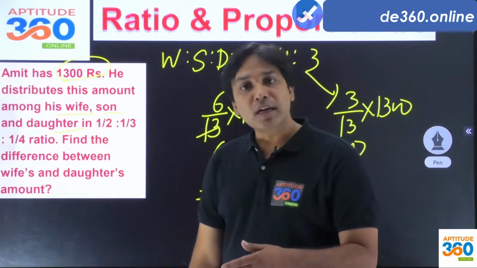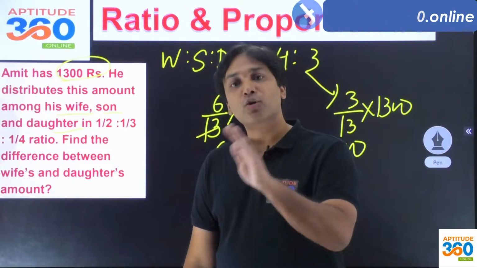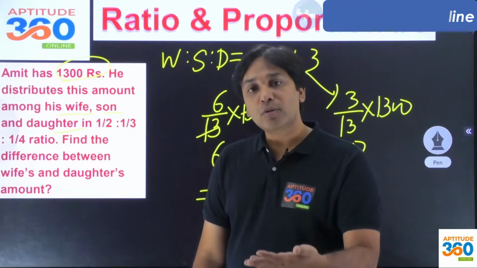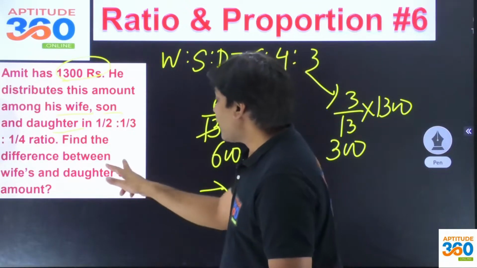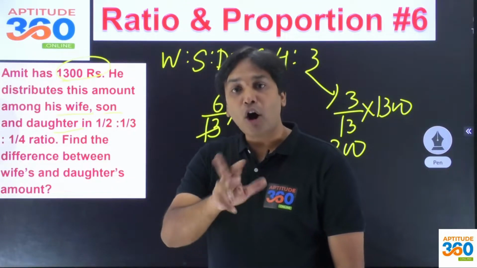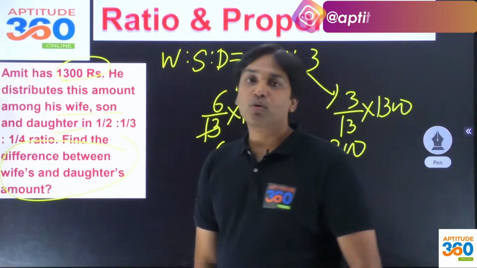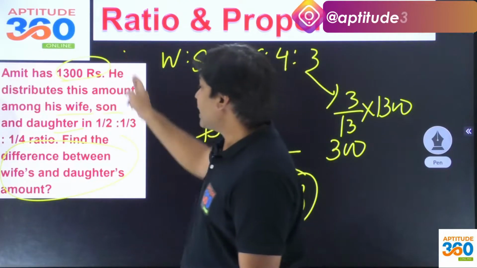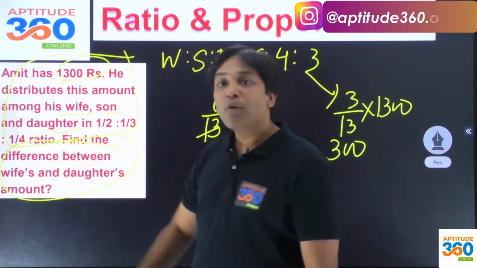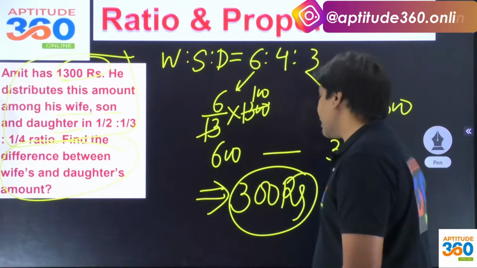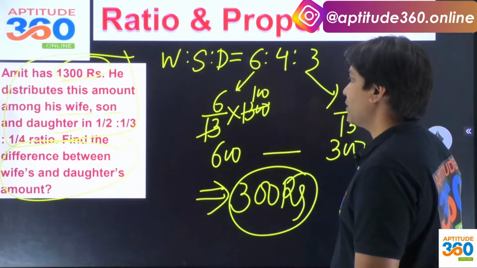Either they will ask you how much the son is getting, or the daughter is getting, or the wife is getting, or they might also ask you to find the difference between or find the sum of, those kinds of problems that they might ask you. Now this is the English understanding, the comprehension. The problem is only till here; everything written after this is to check your comprehension. So this is going to be 300.